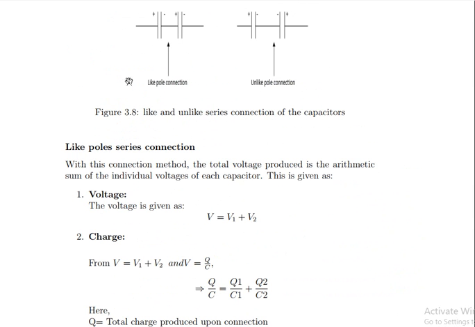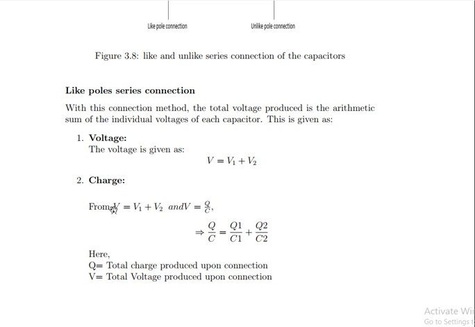Now with the like pole series connection, you see that the voltage is going to be a summation of the voltages since they are in series. So V is going to be equal to V1 plus V2. Since they're in series, the voltage is going to be a sum of the two voltages. V is equal to V1 plus V2, and V is equal to Q all over C. We know that this V is going to be Q all over the total capacitance, and this V1 is going to be Q1 all over C1. This V2 is going to be Q2 all over C2.